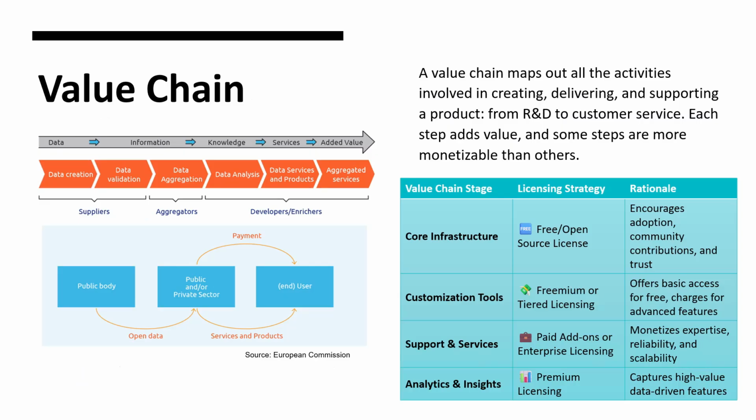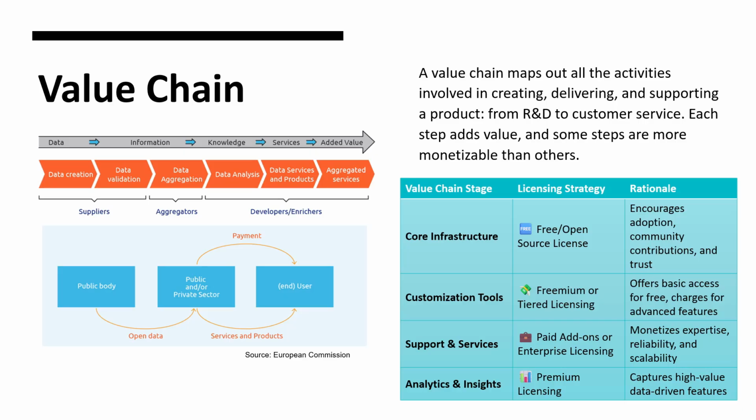To build sustainable open source ecosystems, we need to understand the value chain. A value chain maps out all the activities involved in creating, delivering and supporting a product, from research and development to customer service. Each step adds value, but not all steps are equally monetizable. So let's break it down.